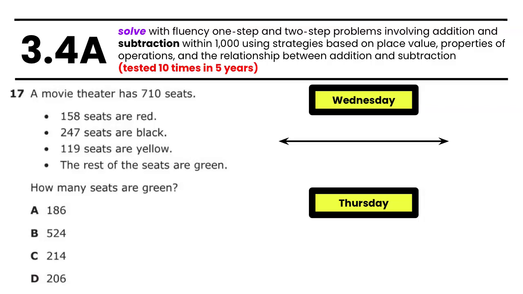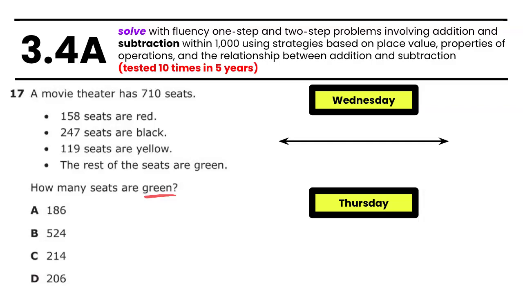In this problem, a movie theater has 710 seats, 158 are red, 247 are black, and 119 are yellow, and the rest of the 710 seats are green, and we want to know how many of the seats are green. So again, this is a two-step problem where students will have to add the number of red, black, and yellow seats first, and then subtract that from the total number of seats in the movie theater in order to figure out how many are green.